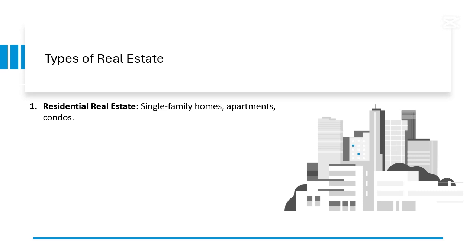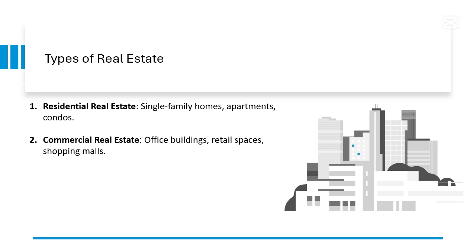Types of real estate. Real estate comes in many forms. As a facility manager, it is crucial to understand the types of real estate. There are four main categories. The first one is residential real estate, which includes single family houses, apartments, and condos. Next is commercial real estate. These properties are used for business purposes. They include office buildings, shopping malls, and retail stores.